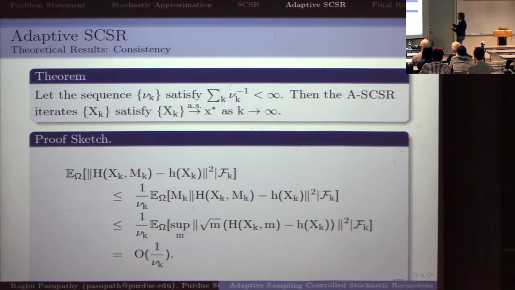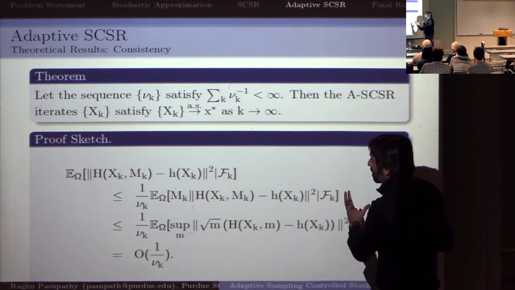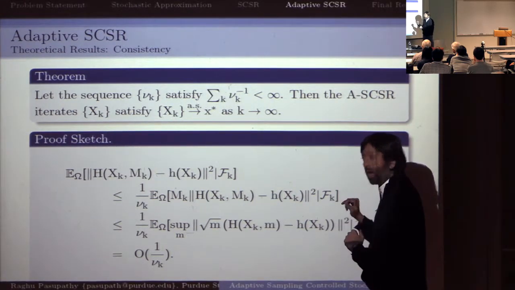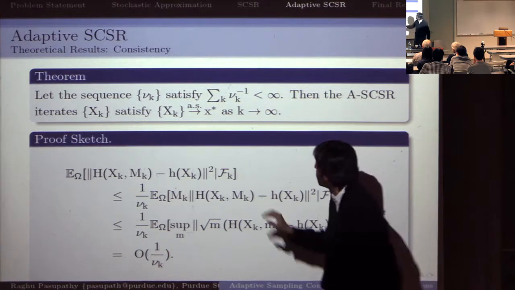But this is not particularly interesting, in the sense that that quantity right there, you're choosing your sample sizes so that it adds up to something very little asymptotically. So that's the almost sure convergence.